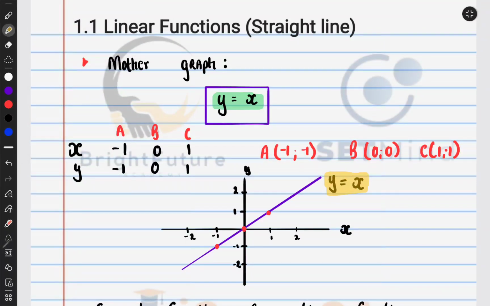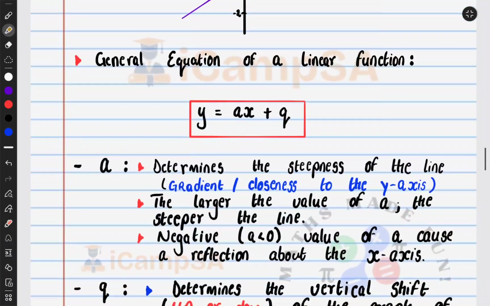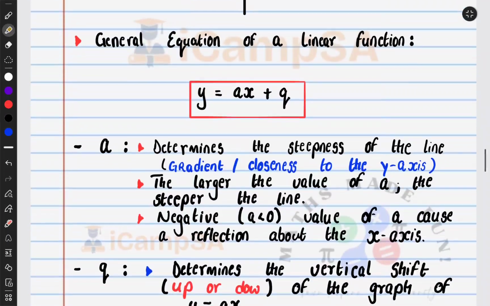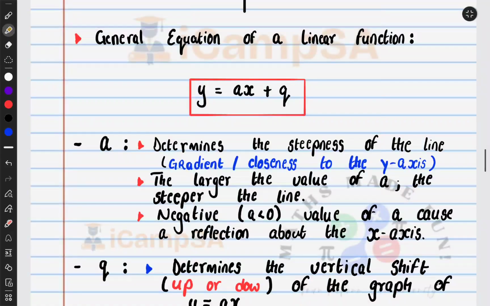That is the most basic form of the linear function, and every other linear function that we're going to be dealing with is simply a transformation of this linear function. Okay, let's go ahead. Next, we have a general equation of a linear function. When we are doing these transformations, the general equation is y is equal to a times x plus q.